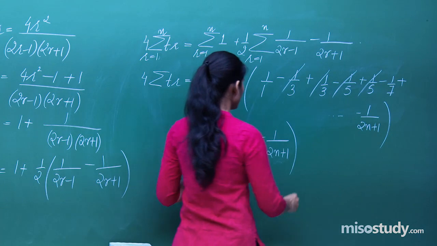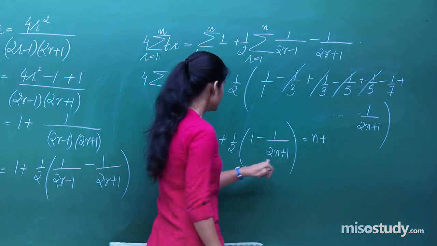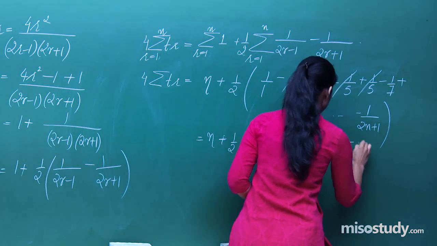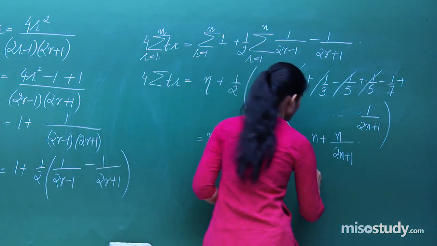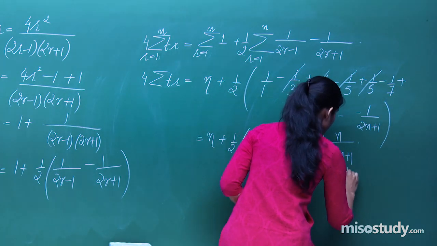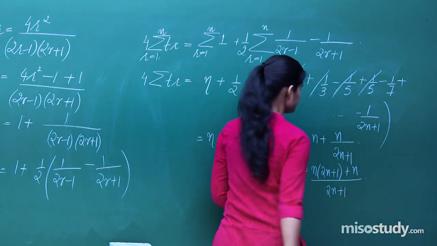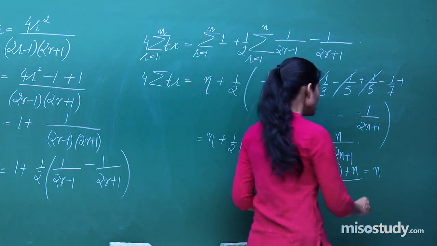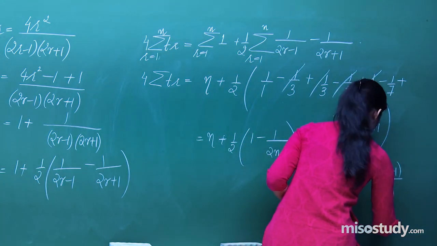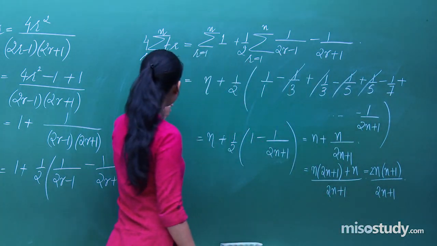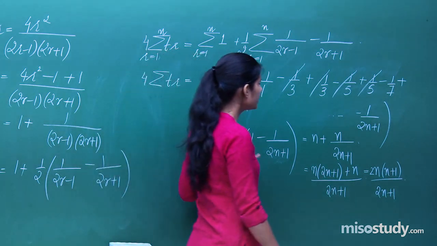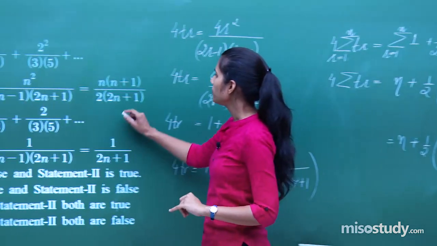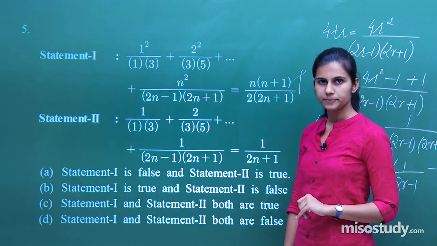Clear? So, from here, this is 2n plus 1 minus 1. It is 2n upon 2n plus 1 or n upon 2n plus 1, because 2, 2 gets cancelled. So, you have n into 2n plus 1 plus n whole upon 2n plus 1. So, n comes out common. You are left with 2n plus 1 plus 1, that is 2n plus 2. So, 2 comes out common. You have n plus 1 upon 2n plus 1. And therefore, this is 4 times of summation tr. So, summation tr will be this thing whole upon 4, which is n into n plus 1 whole upon twice of 2n plus 1. Yes, this is true. So, statement 1 is true.